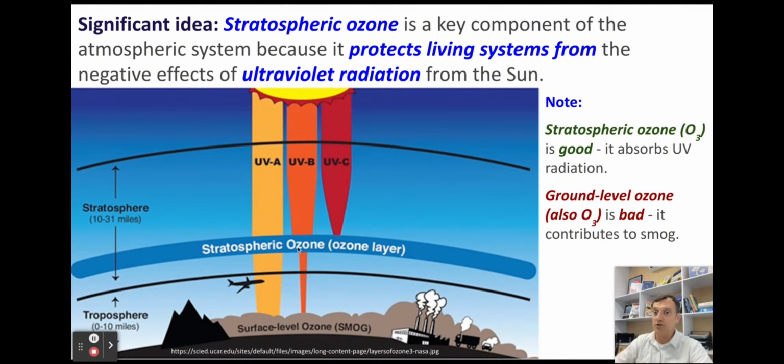Stratospheric ozone is different from tropospheric ozone, or surface level ozone, because that ozone found at the surface of the planet contributes to smog and urban air pollution. So even though the molecule is the same, O3 in both places, where it is found determines whether it has a positive or negative impact on people and the planet.